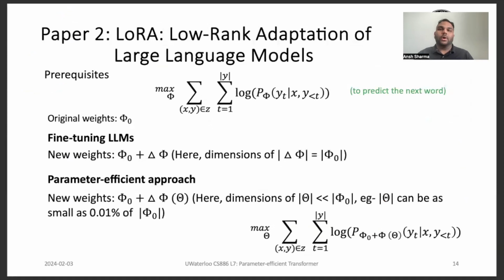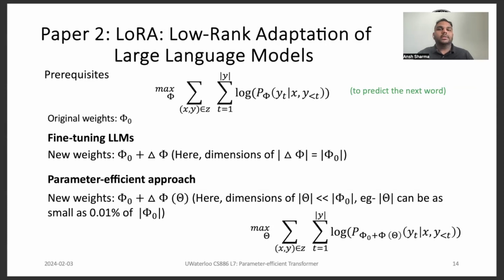Paper 2 is LoRA, Low Rank Adaptation of Large Language Models. This equation is used to predict the next word in a phrase. Here, y_t is the next word and its probability is calculated based on the previous words y_0 to y_{t-1} and the parameters phi.